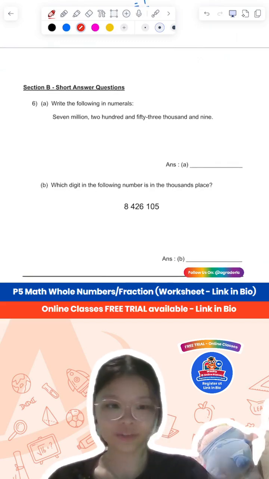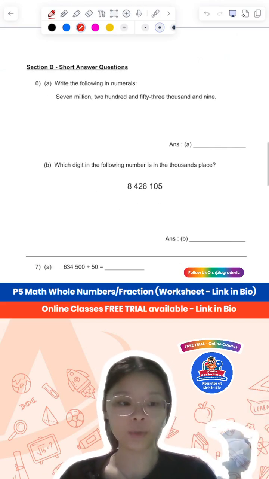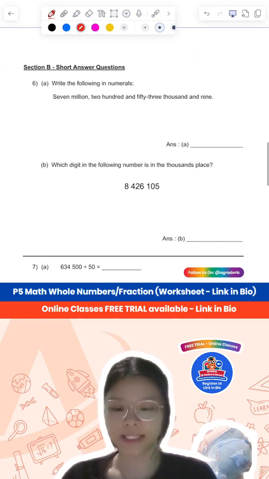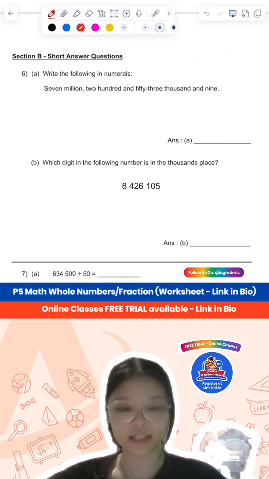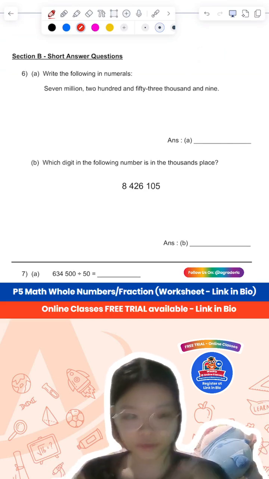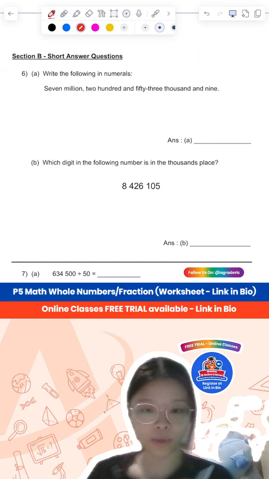Okay, good. So option 4 is the correct answer. Now we can move on to section B, question 6A. Write the following in numerals. I will not be reading it out because once I read it out, it's easy for you to write the numeral. So you read it yourself and type the numeral in the chat, okay?